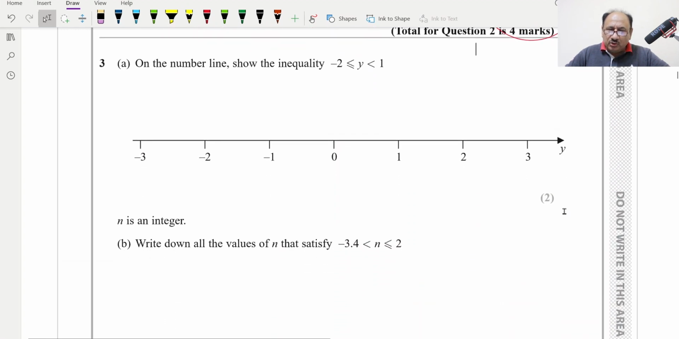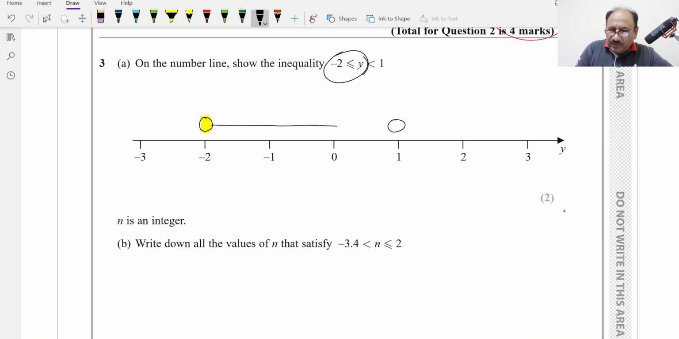On the number line, show the inequality. This inequality we have to show on the number line, and this is y is greater than or equal to -2. So greater than or equal to -2 will be a filled circle, so we can fill it like this, and less than 1, so less than 1 we can circle over here, which will be an empty circle, and we will be making a line in between. So this will be the representation.